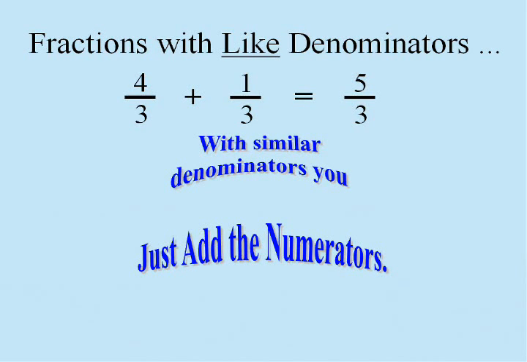First, to add fractions that have the same denominator, for instance, 4/3 added to 1/3, well, we have 4 of them and we have 1 of them. We have 5 of them, 5/3. So basically, when the bottoms are the same, or the denominators are the same, you just add the numerators.